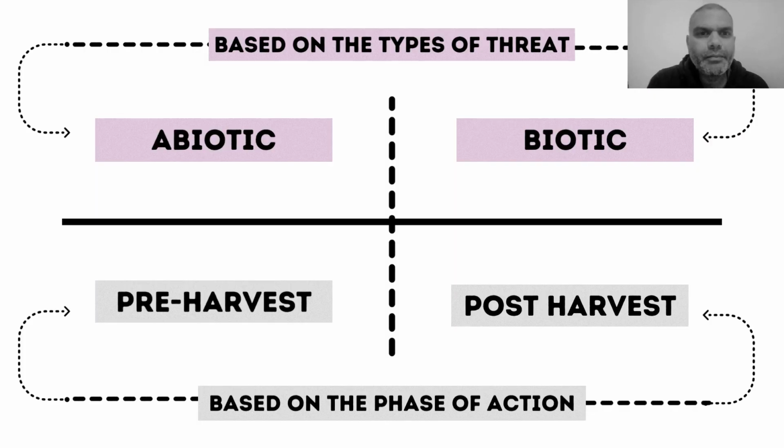When we talk about protecting our crops, we can classify it or break it up in two ways. One is based on the type of threat, into threats caused by abiotic factors and those caused by biotic factors. Or we can look at the phase of action, which is to say at what phase we are able to take action on this. For example, pre-harvest, before we harvest, or post-harvest, after we harvest.